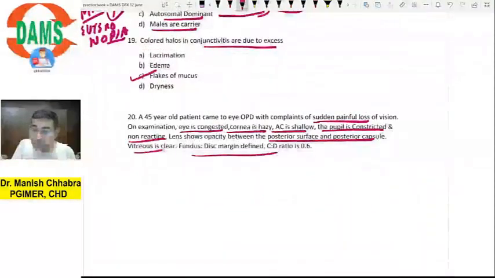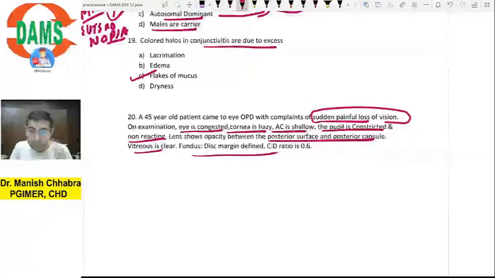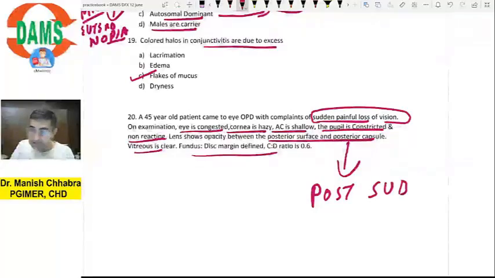Now go back to the history. Sudden painful loss of vision is there, right? So cornea is hazy, AC is also shallow, the pupil is constricted and non-reacting. Pupil is non-reacting, so lens is showing opacity between the posterior surface and posterior capsule. That means there is posterior subcapsular cataract as well. So what should be your diagnosis?